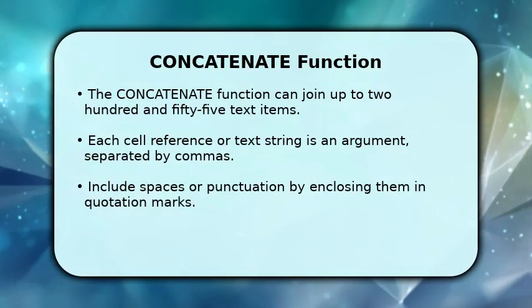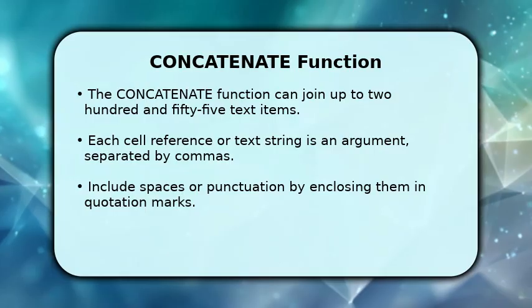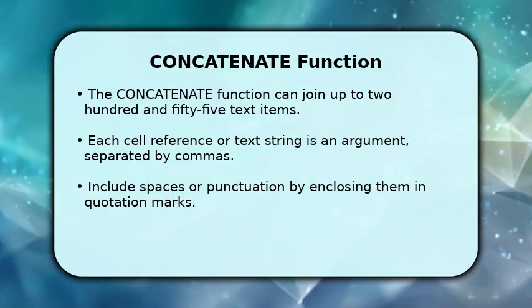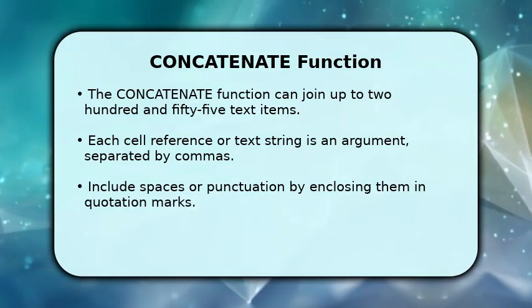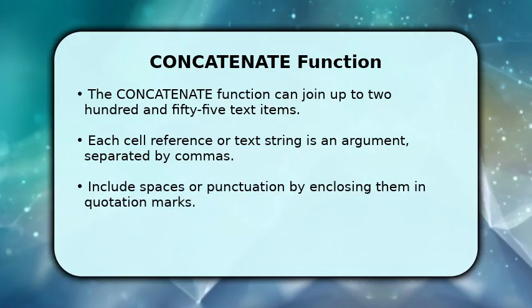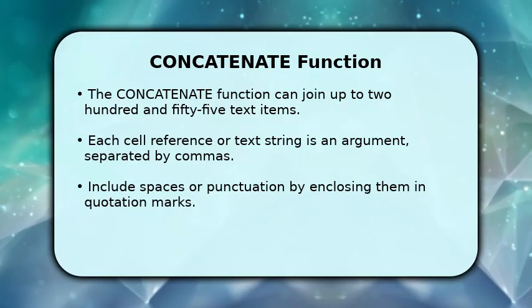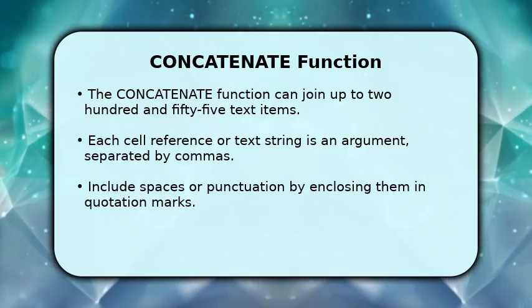The concatenate function is a robust tool for combining text. You simply list the cells or text you want to join, separated by commas, within the function's parentheses. For example, to add a space between two words, you would include a space in quotes as an argument. This method allows for precise control over how your data is combined, handling up to 255 individual pieces.